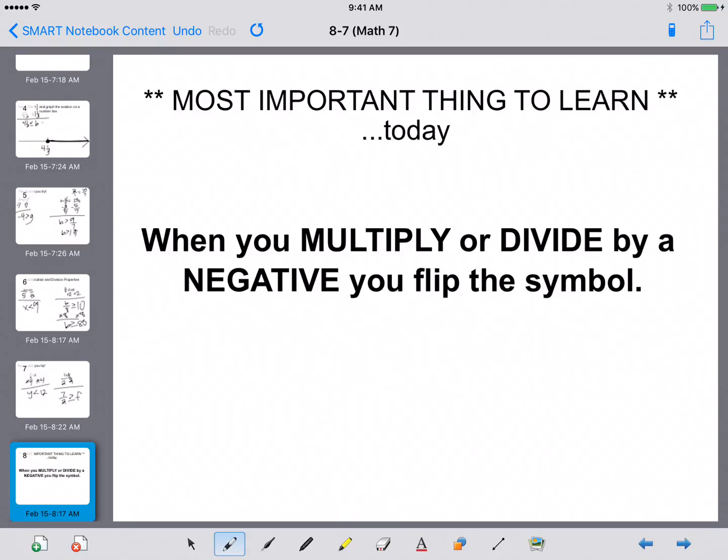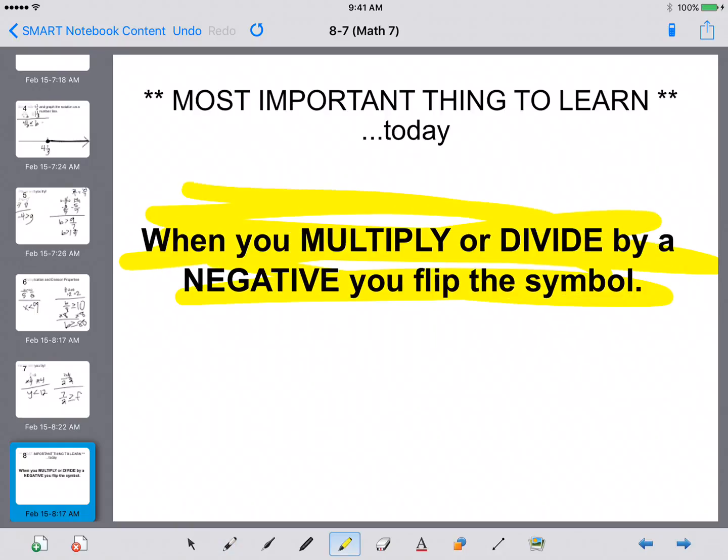Now, if you don't watch this video or learn anything from this video, this is what you need to know with inequalities. The most important thing that you need to learn today. When you multiply or divide by a negative sign with inequalities, you have to flip the symbol. Like star, star, highlight, so important, you need to know this.